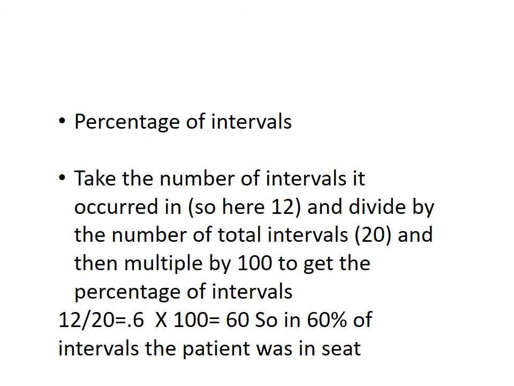So we're going to take that number 12, divide it by 20, it gets 0.6. Then times it by 100, so we can say that in 60% of intervals, that patient was in their seat.